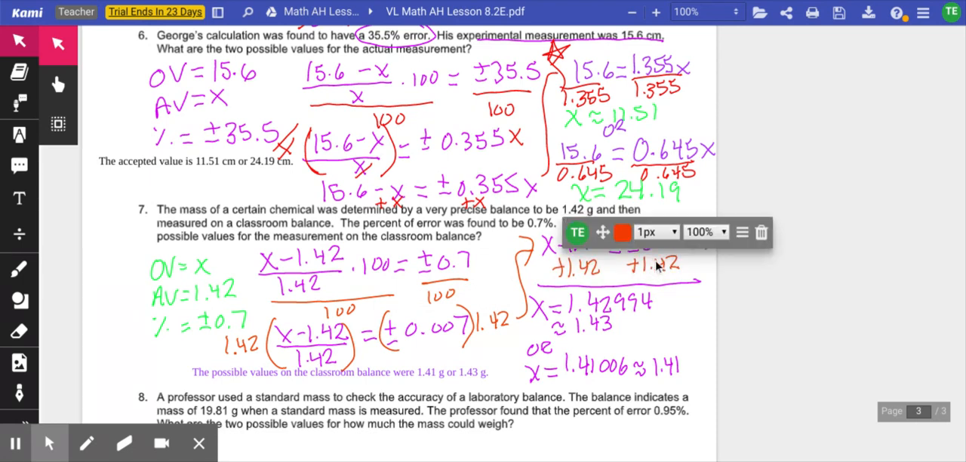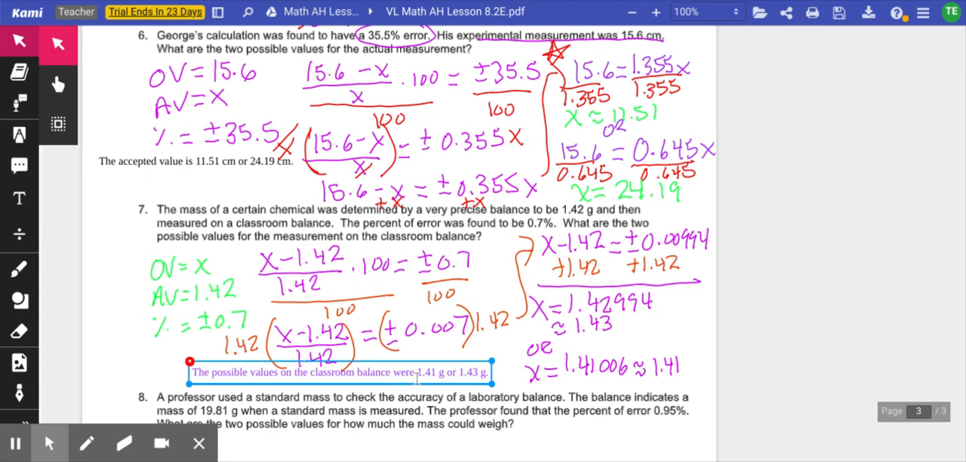One time I have to add my little decimal, and one time I have to subtract it. So one time I got 1.42994, rounded it, that's about 1.43. One time I got 1.41006, rounded it, I got 1.41. So the possible values on the classroom balance were 1.41 grams or 1.43 grams. Again, your percent error is very, very small, so the difference between the actual and the balance is also very, very small.